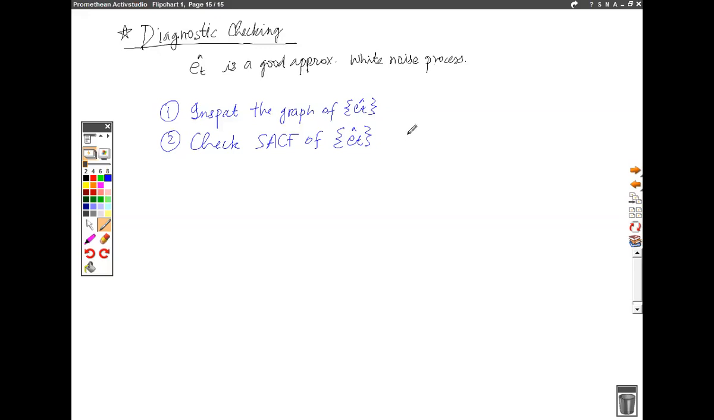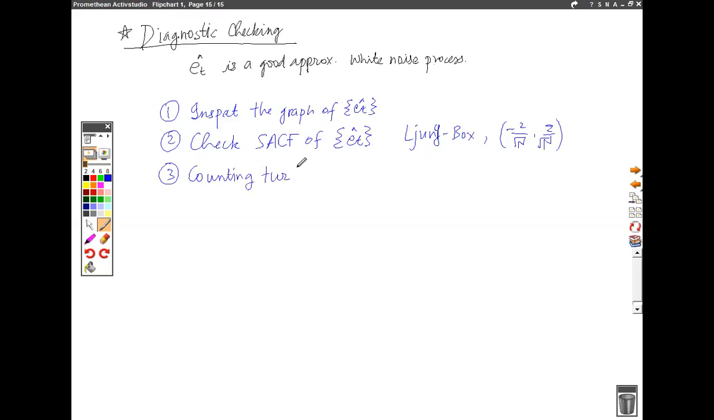So again, I can use my Ljung-Box statistic with these. So yeah, I can use any of these methods, and that's good to go basically. So the third method that we have is counting turning points.